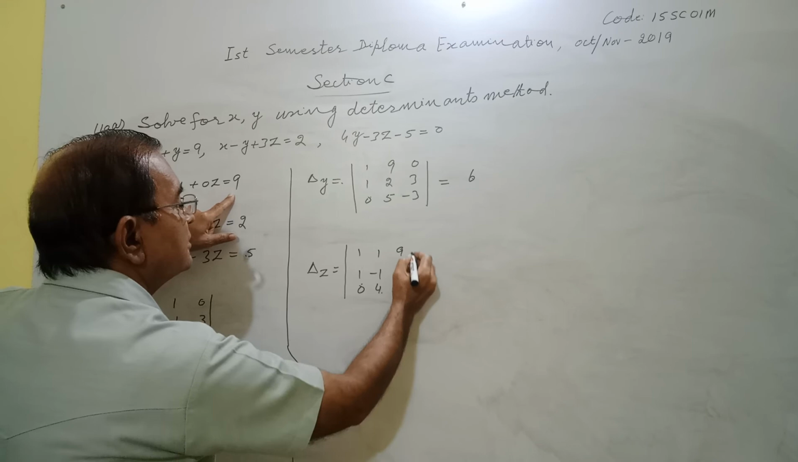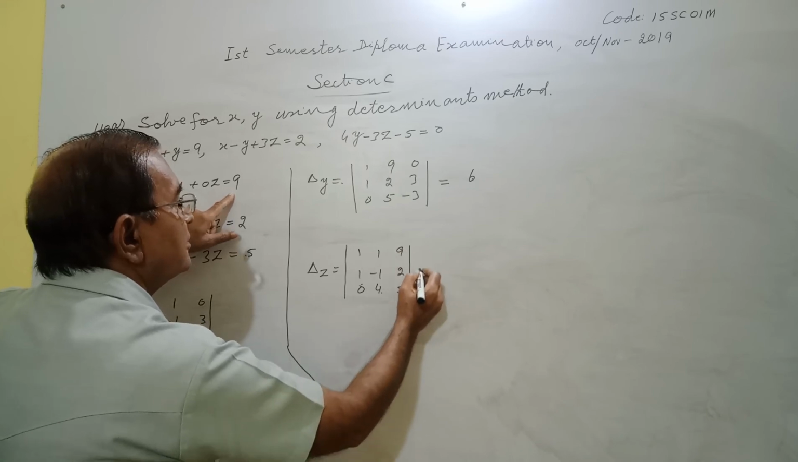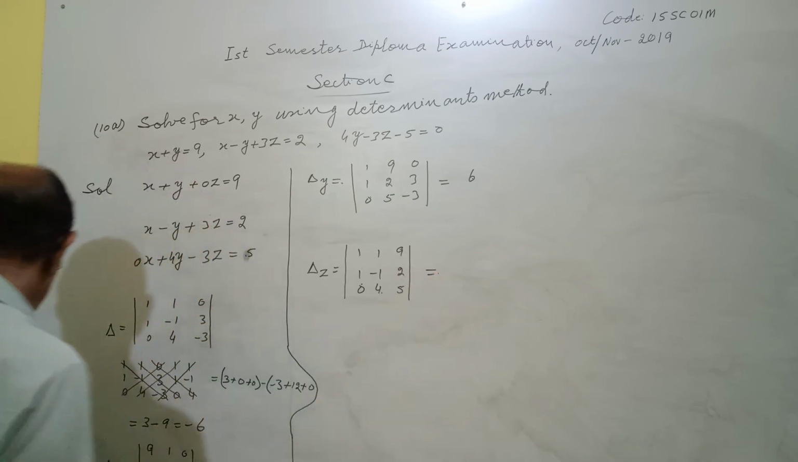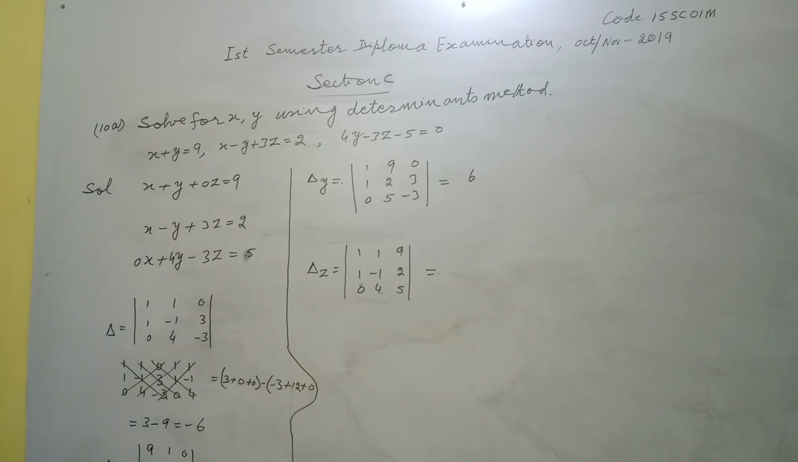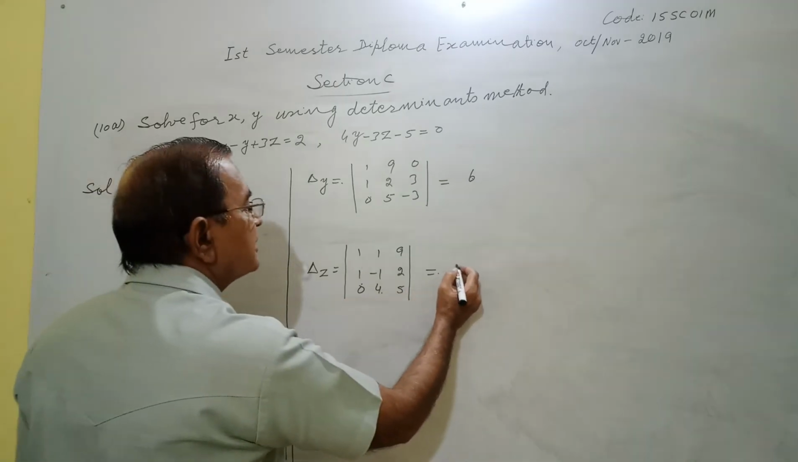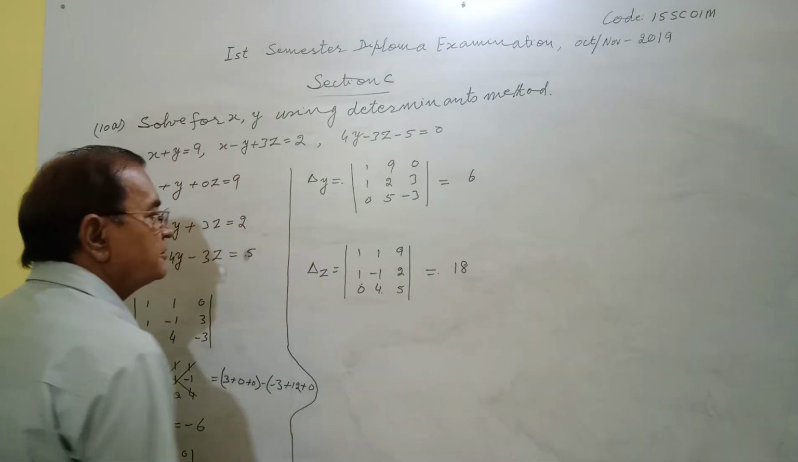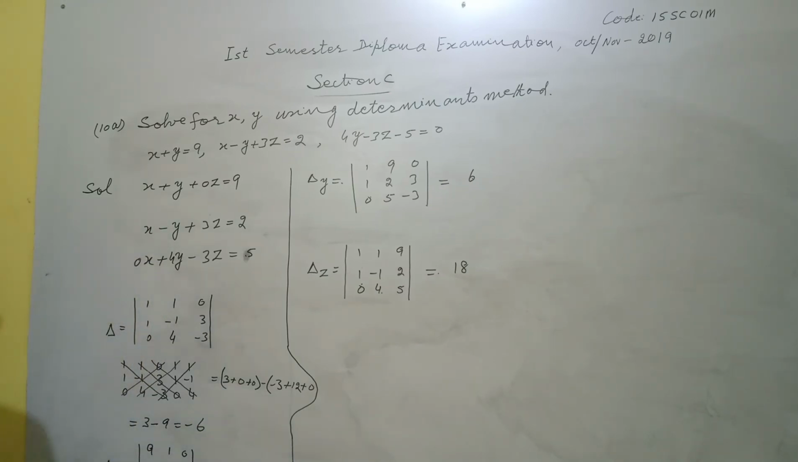925, and solve it. By solving, the value of delta z will come out to be 18. See, I have solved the first value properly. Then directly I have written delta x is 60, delta y is 6, delta z is 3.